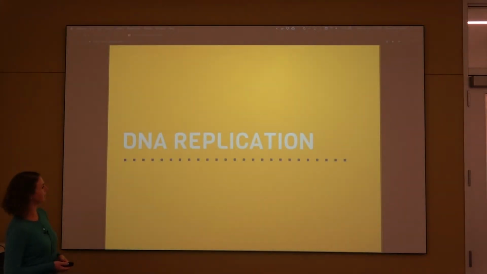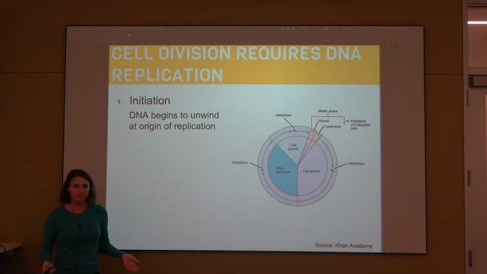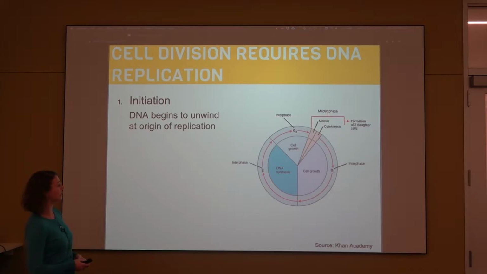All right, so starting with DNA replication, this is absolutely required when we are talking about cell division. So you need to replicate your DNA before the cell divides because we want to make sure that we have the same amount of DNA being passed on to all of the daughter cells. So DNA replication is absolutely necessary.